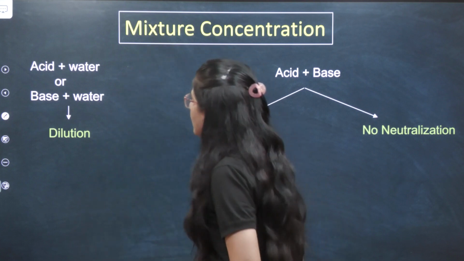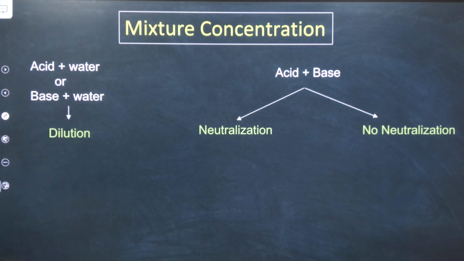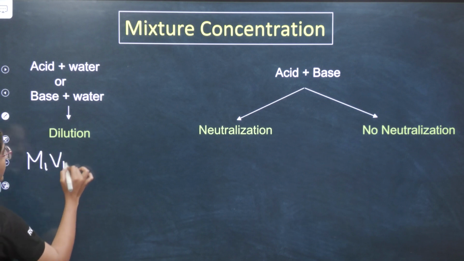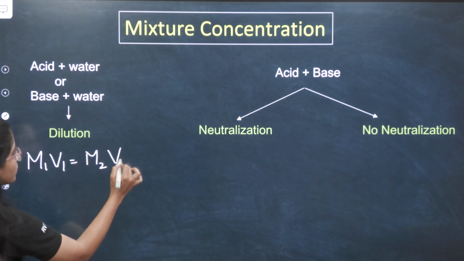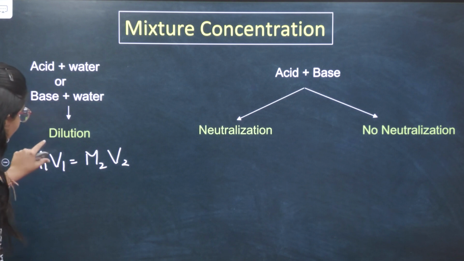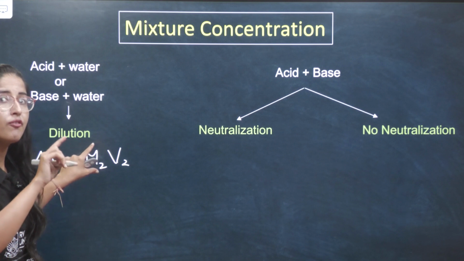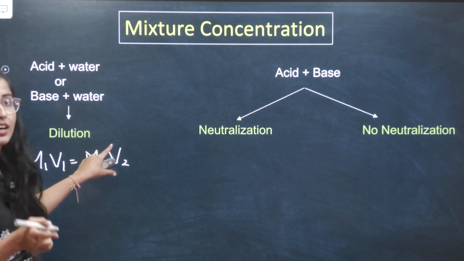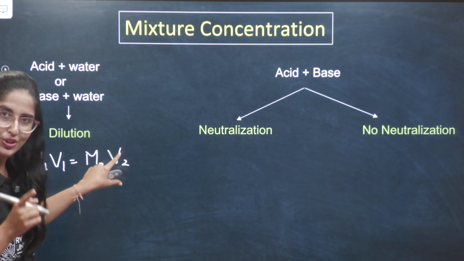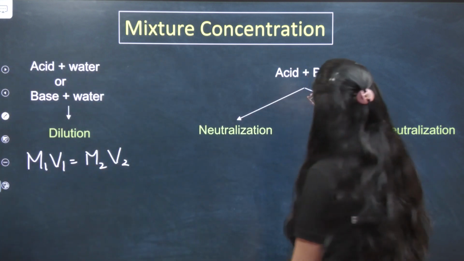That is the question. So in case of your dilution, if you have added acid plus water, then you must use the formula M1V1 is equal to M2V2. Understood? So this will be the initial molarity, the concentration of acid, and the volume of acid you have taken. This will be the final concentration of the acid plus water mixture and the volume of your mixture. Understood?